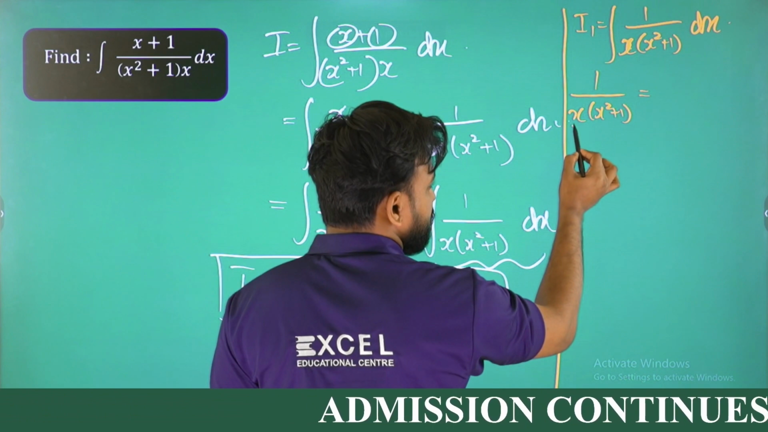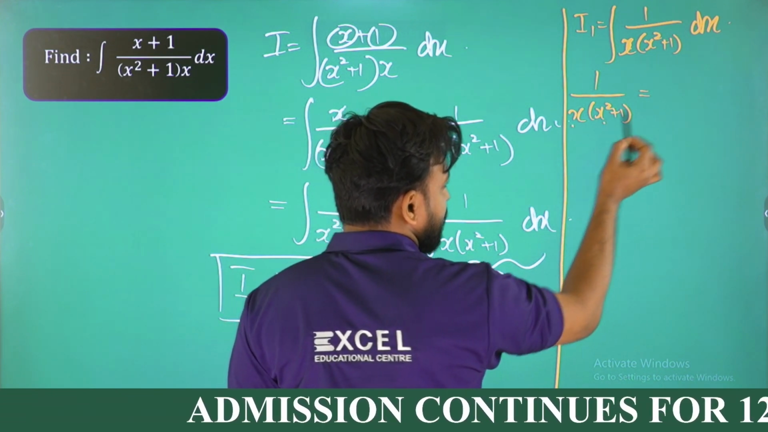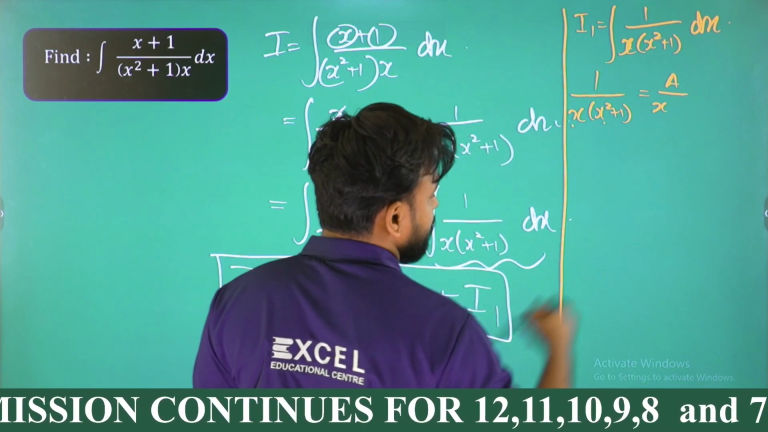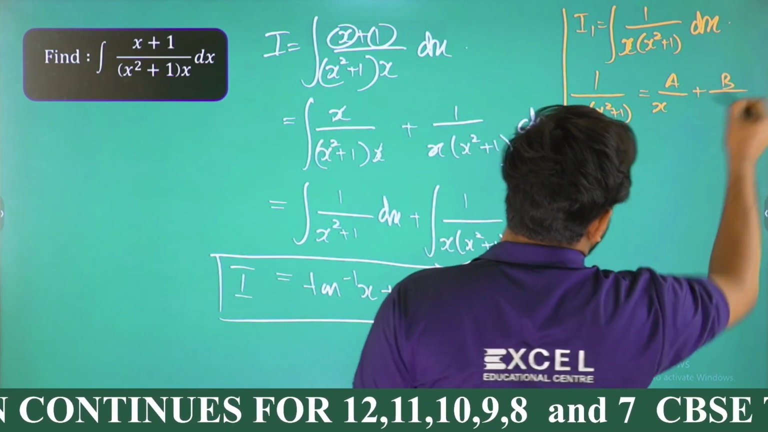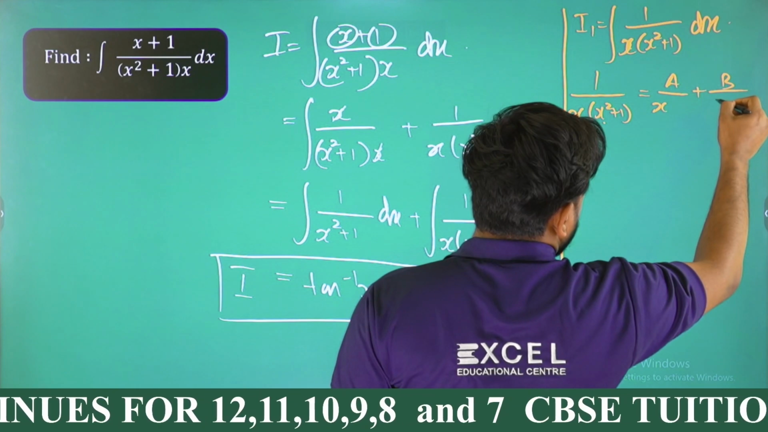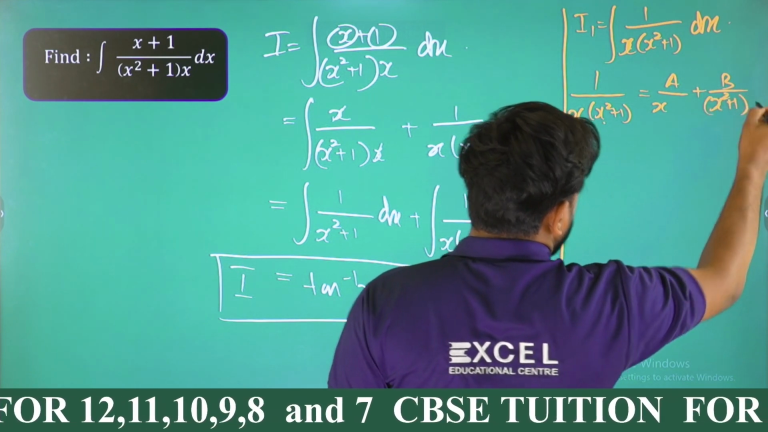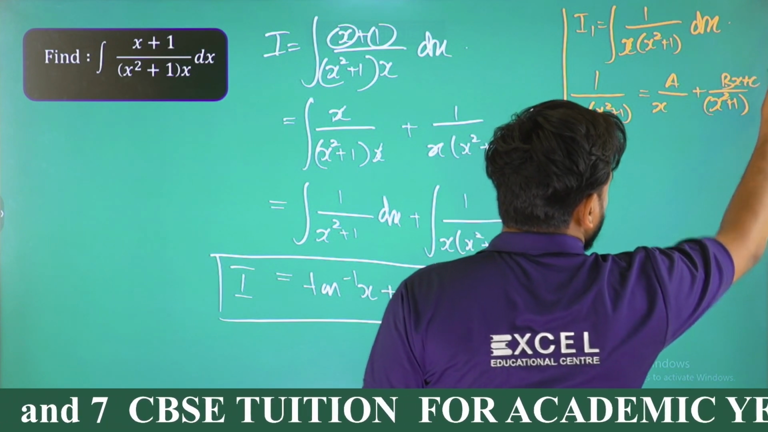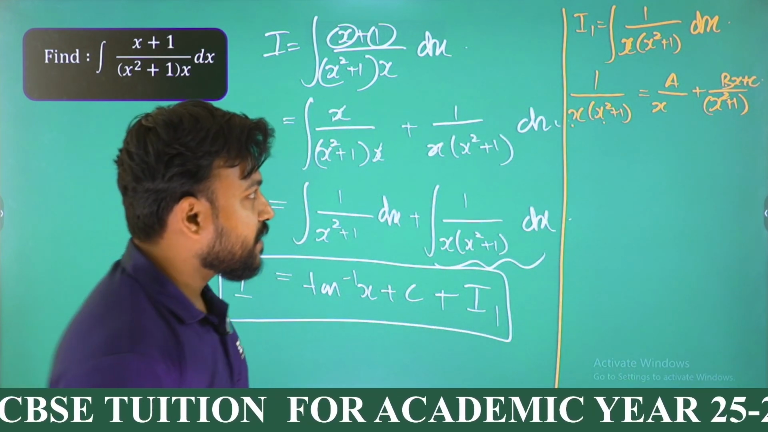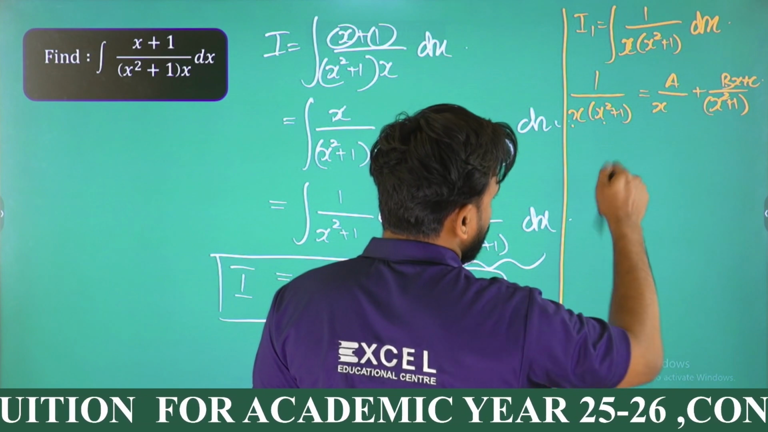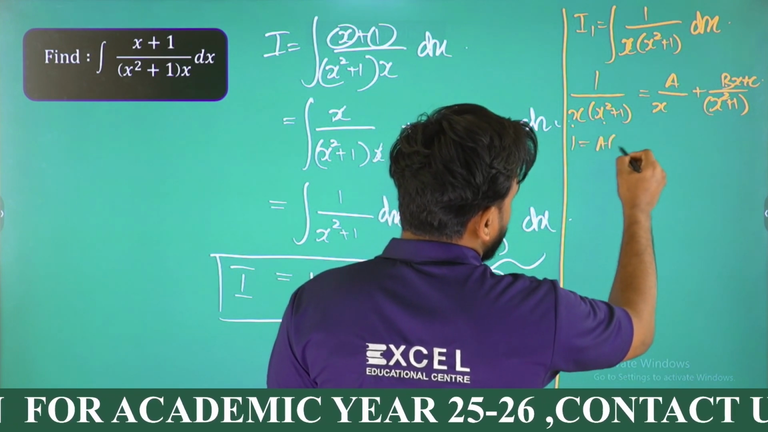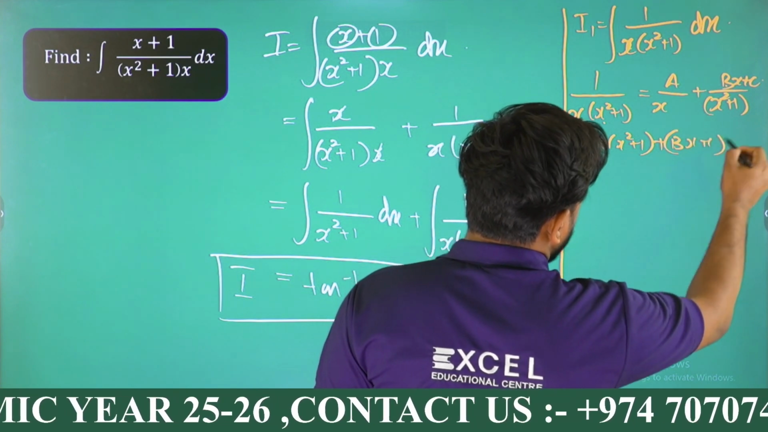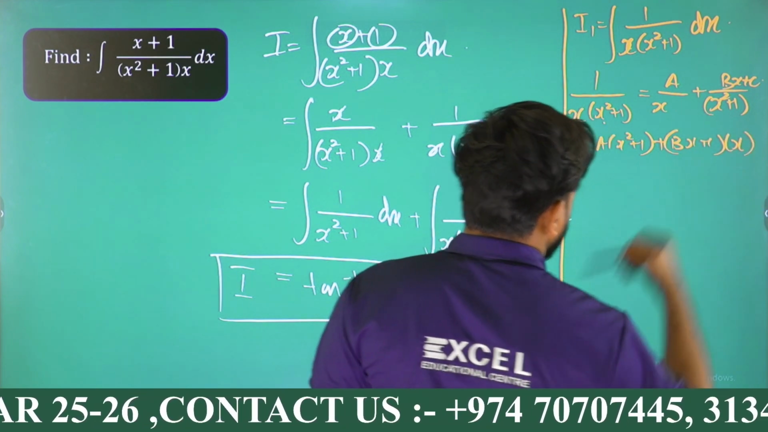It's like this is first degree and this is second degree. So a by x plus b by, second degree is what? The second one is second degree polynomial. So we are not allowed to use just b. We have to use a first degree polynomial, that is bx plus c. Ready? Then we multiply the entire equation with the denominator. What you will get? 1 is equal to a into x square plus 1 plus bx plus c into x.